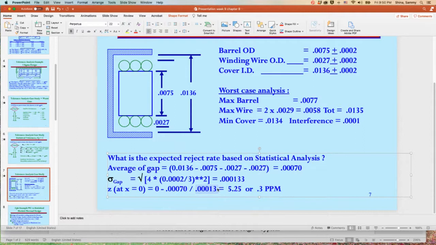The average reject rate is 0.3 parts per million. So if you're making catheters, and this is an issue because you want to have a tight fit, that 0.3 ppm, 1 out of 3 million, will not fit. And that will not fit in production. So that is not a big deal. And we want it to be very snug. We certainly don't want the cover to come off as the catheter vibrates.